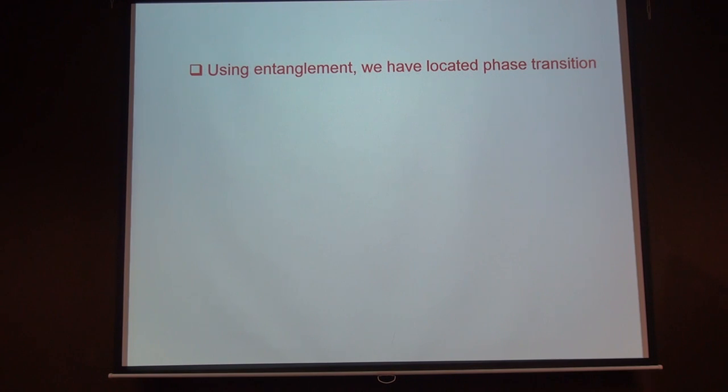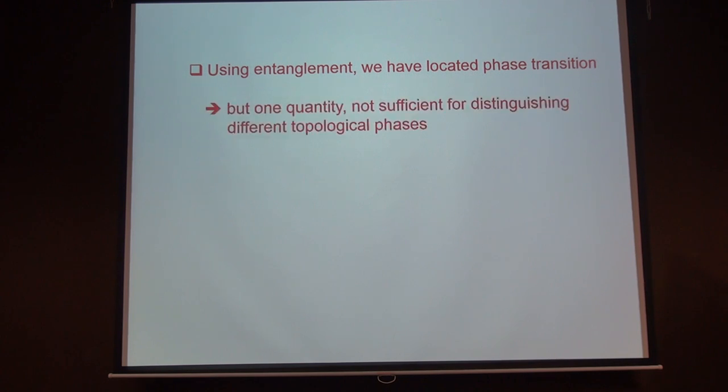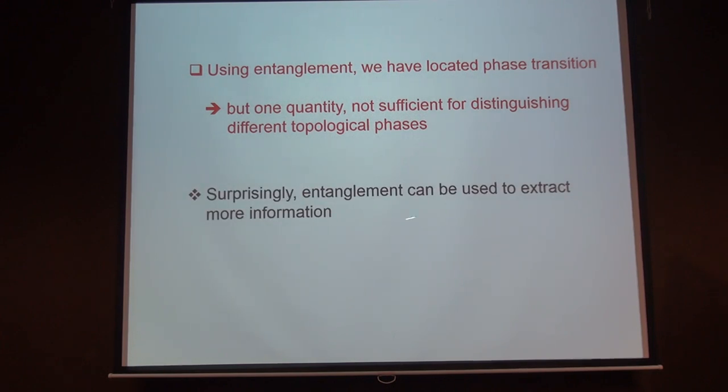So using the entanglement, we have located the phase transition. But as I said earlier, one quantity is not enough to characterize what kind of topological phase. So surprisingly, entanglement can be used smartly to extract further information. I'll leave this to tomorrow. And I will also describe quantum computation using AKLT, but it's a very different subject from this, as requested by the organizer. Okay, so I'll stop here and welcome questions.